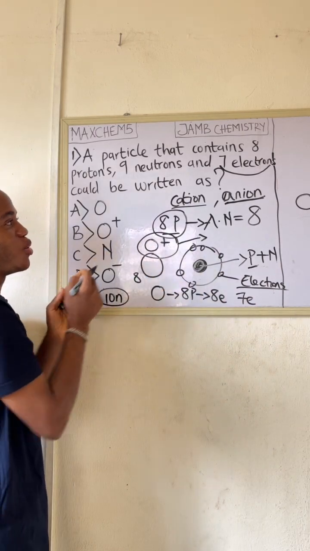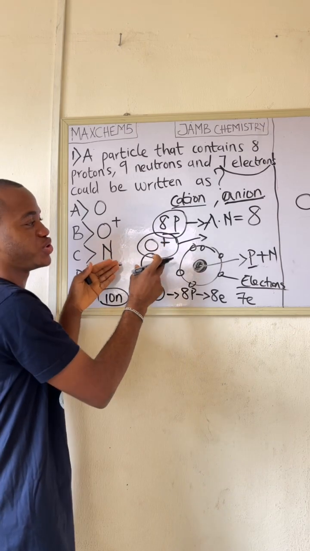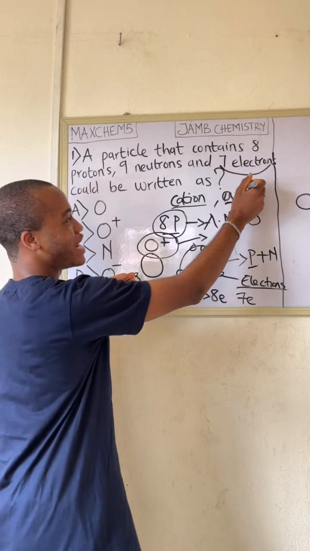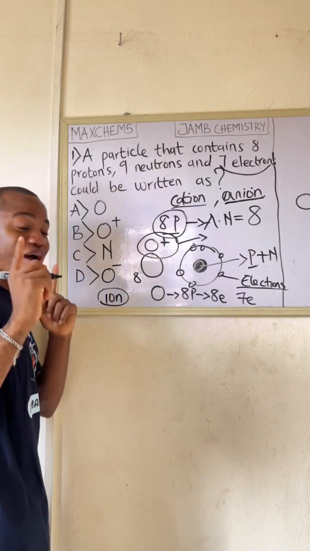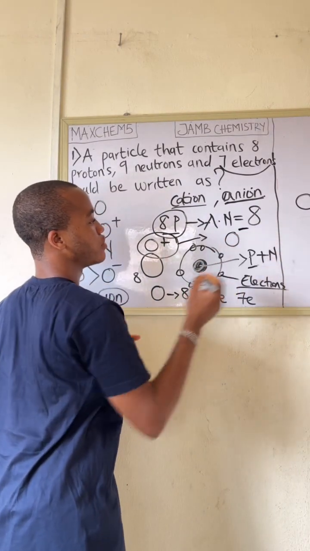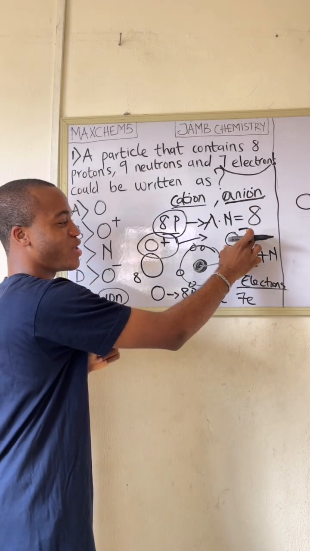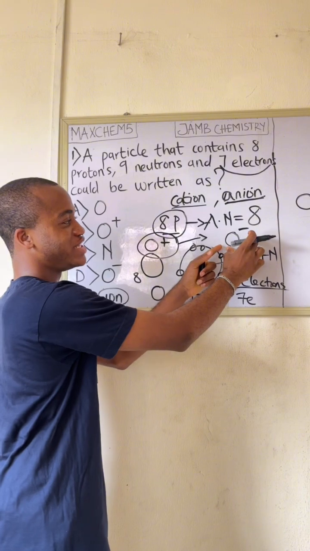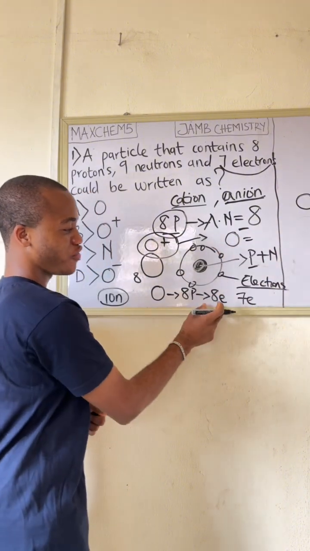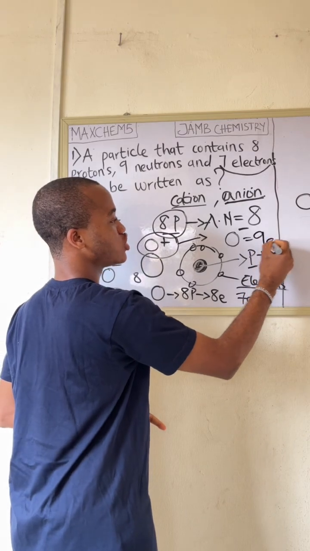Are you getting me? But if it gains 1 electron, it will become an anion. It's going to be O negative. That is an anion, which means that it has gained 1 electron. And for this O negative, from 8 electrons, if it gains 1, it will become 9 electrons. So this is it.